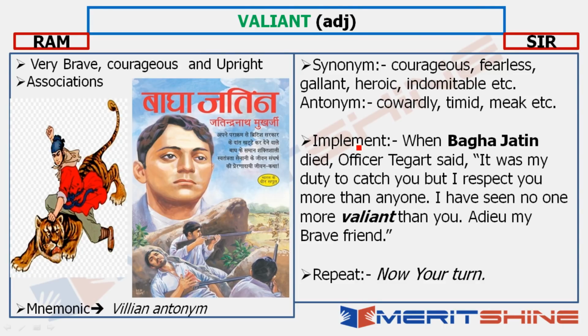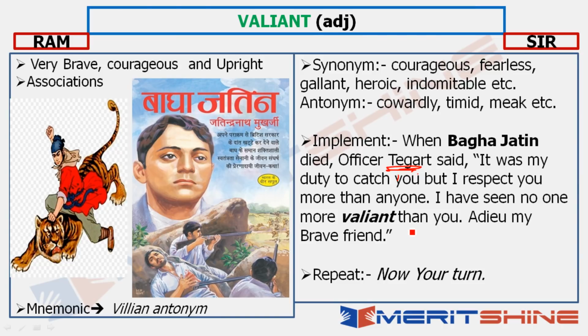He was very hurt in that battle. And Tegart, this man, Officer Tegart, was the British officer who was instrumental in leading the capture of Bagha Jatin. He said to Gandhiji once that if Bagha Jatin had been an Englishman, his statue would have been in the center of Trafalgar Square, right next to Nelson. Now, Nelson is the man who defeated Napoleon Bonaparte. So that was the kind of respect he had from his adversaries. But unfortunately, we, his own countrymen, forgot him.